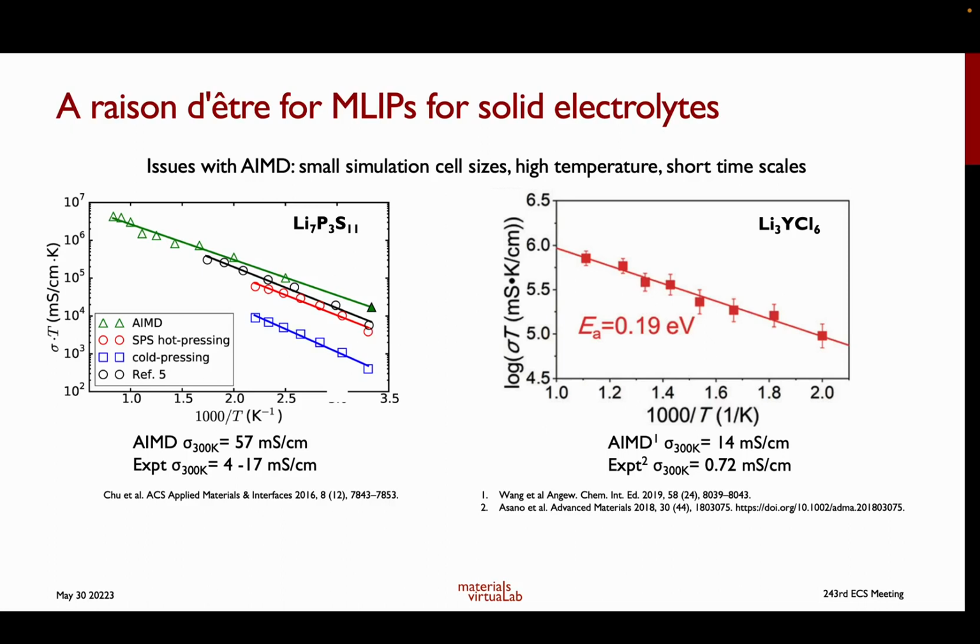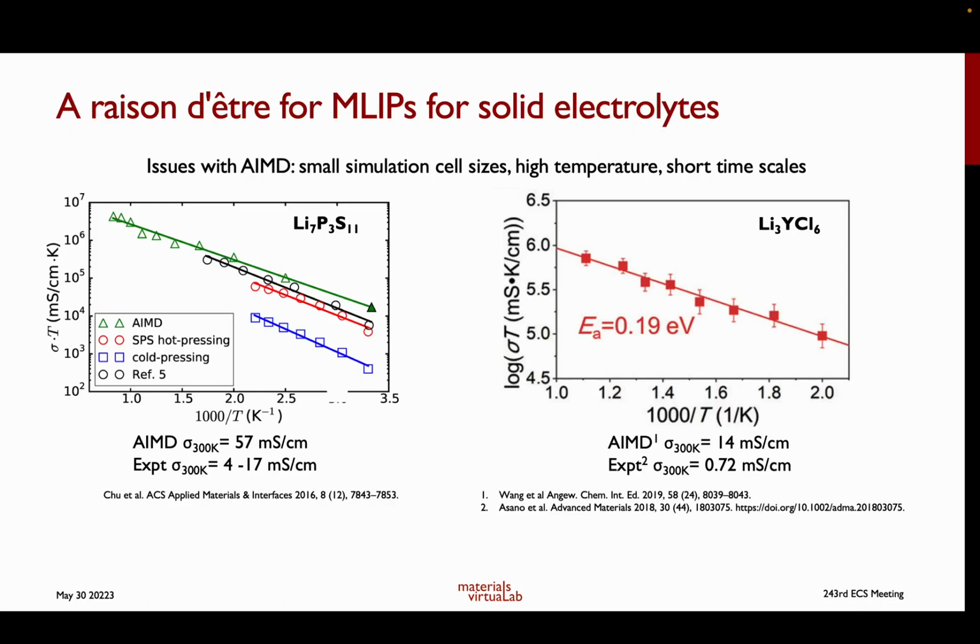And what you will see is that the predictions from your AIMD simulation for the room temperature ionic conductivity has a very large error when compared to your experimental room temperature ionic conductivity, right? So for example, for Li7P3S11, this work actually predicted an ionic conductivity of 57 millisiemens per centimeter. And we know that this compound, no one has ever measured the ionic conductivity more than, say, 70 millisiemens per centimeter, right? Similarly, for Li3YCl6, the AIMD predicted ionic conductivity is 40 millisiemens per centimeter, and the experimental ionic conductivity is only like 0.72 millisiemens per centimeter.